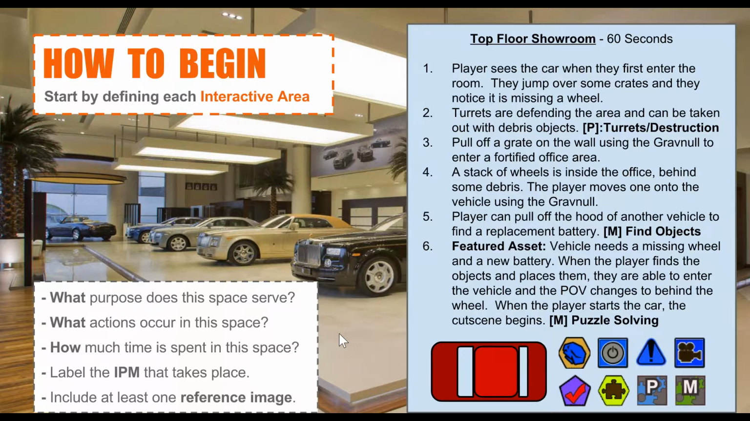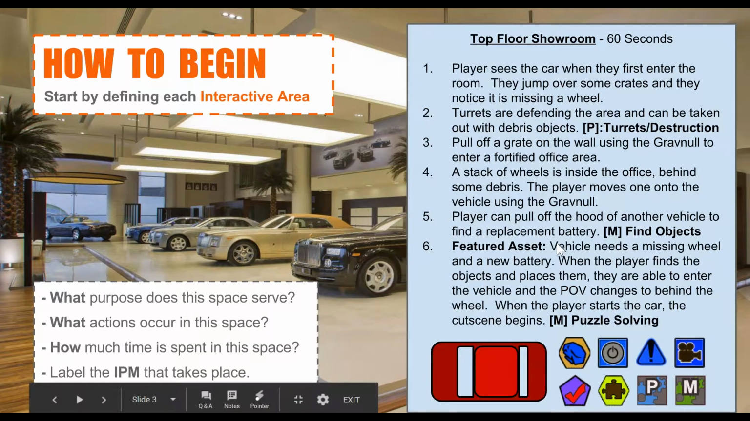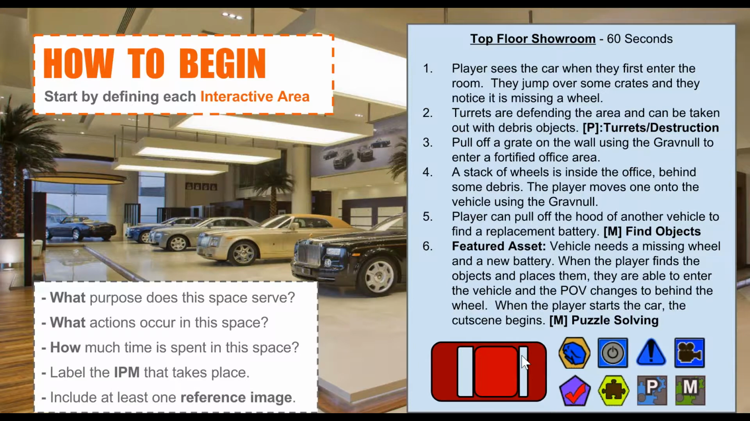So what I'm doing here is I'm just planning ahead, and I know in the top floor showroom, my featured asset is a vehicle, so I know I'm going to need the car icon or the car object on my map. So I'm just planning ahead knowing I'm going to need a car, I'm going to need a custom script, I need the featured asset, I need a cutscene, I have two of my mechanics, so I have those icons there. And I'm just planning ahead and having a good idea for what I need to include in this interactive area.